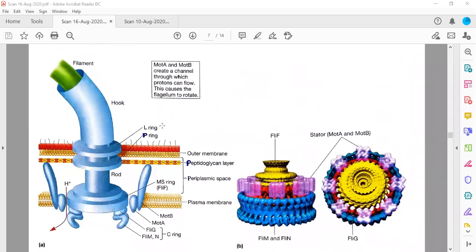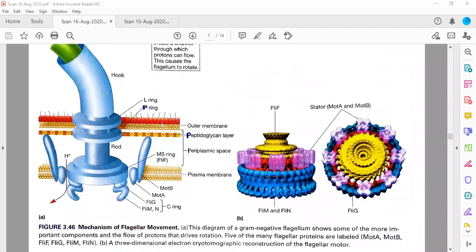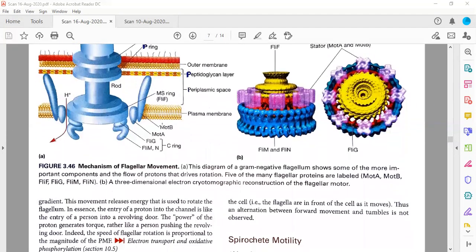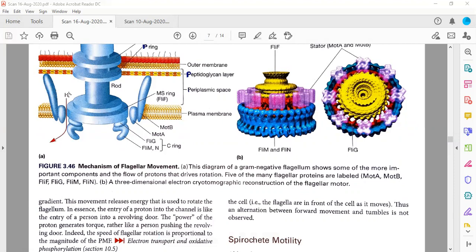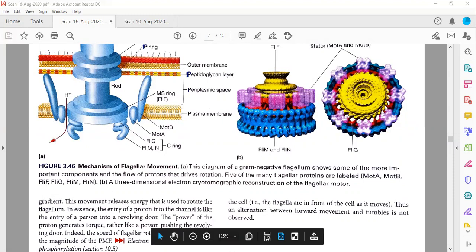But before moving to the other PDF, I would like to read a few lines which are written here. So this movement releases energy. This is a proton gradient present in this periplasmic space, and the protons are moving from the periplasmic space into the cytoplasm through this channel. This movement of protons from the periplasmic space into the cytoplasm releases energy that is used to rotate the flagellum.